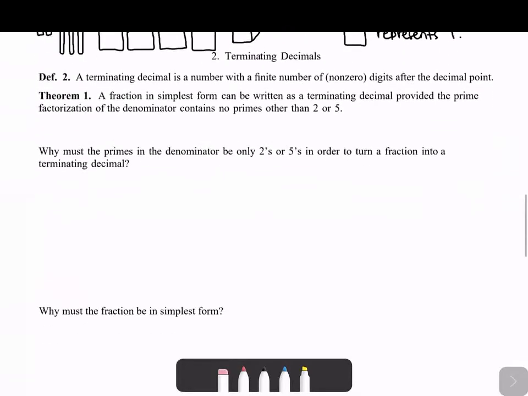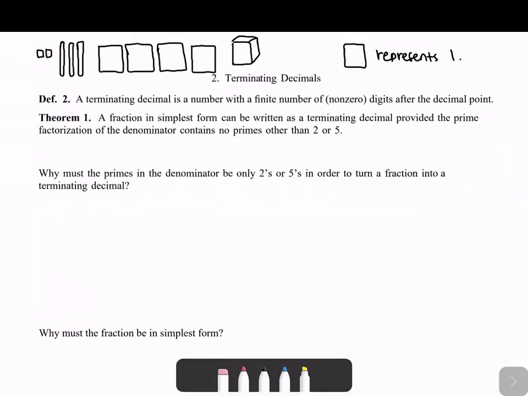Okay, so now we're going to talk about terminating decimals. There are really just 2 different types of decimals, terminating or non-terminating. You may have heard this as repeating and non-repeating, where a repeating decimal or a non-terminating decimal is something like 1/3, which is 0.333333 forever and ever. It doesn't terminate. It has an infinite number of digits after the decimal point.